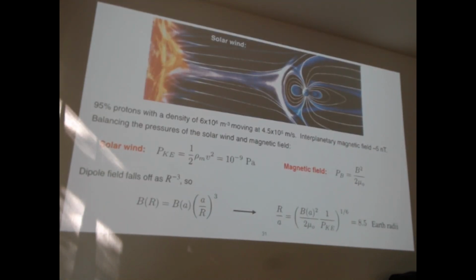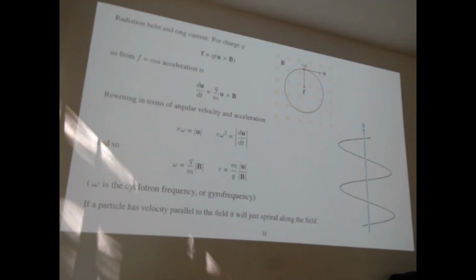So this is my vision of the... This is the famous NASA picture. This is not to scale, of course. So the solar wind is mostly protons, and we know how dense they are, we know how fast they are. It's carrying an interplanetary magnetic field of about 5 nanoteslas. This is a nice little exercise. You can balance the kinetic energy of the solar wind particles with the energy of the Earth's magnetic field, and actually predict to first order where this bow shock is at about 8.5 Earth radii, which isn't quite right, but this is a very simple piece of math, and it's nice to look at.